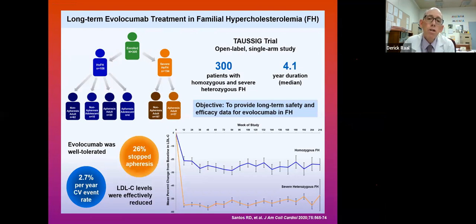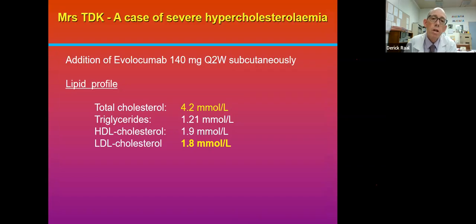Just to show you the long-term effect of this therapy, this is the study called Therapeutic. Shown in blue are the homozygotes, about a 30% reduction, which persisted over 4 years. In the heterozygotes, you can see nearly a 60% reduction, which also persisted for 4 years. So very effective therapy, but unfortunately it is costly.